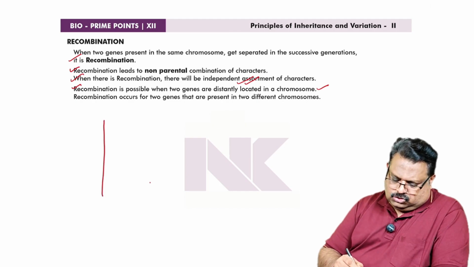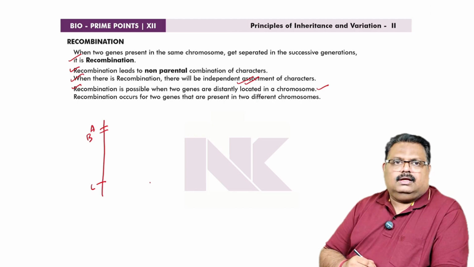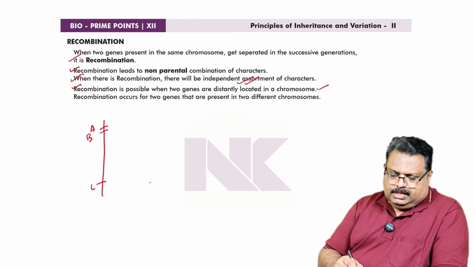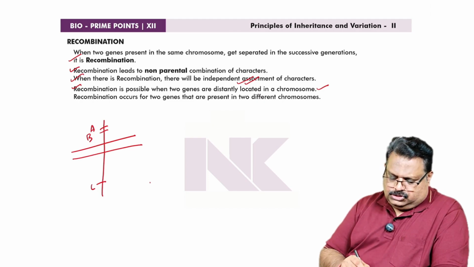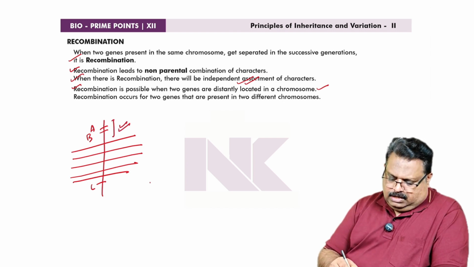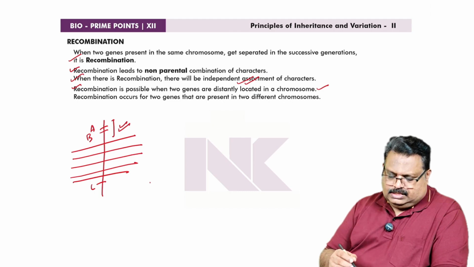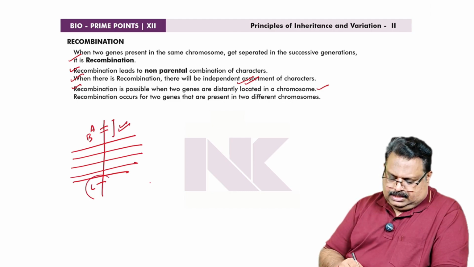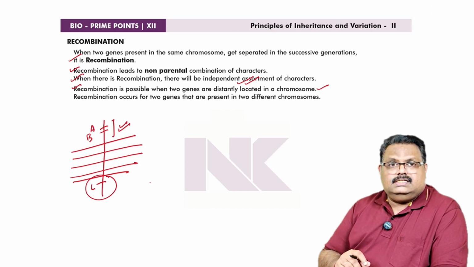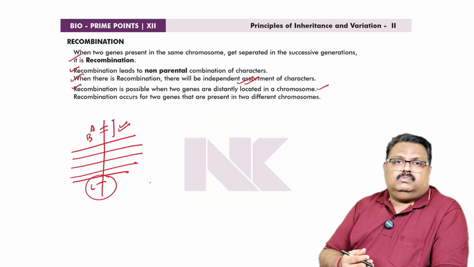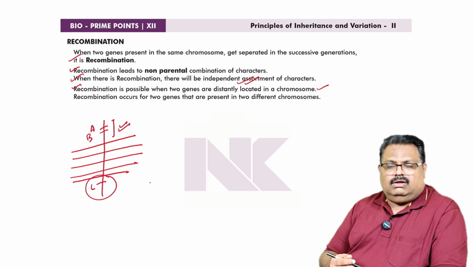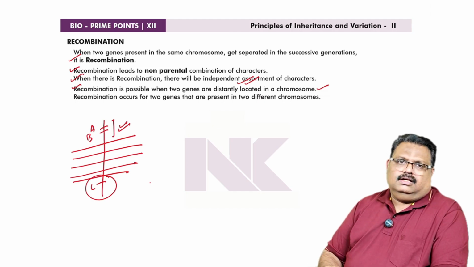So suppose there is a chromosome with genes capital A, capital B, and capital C. Since capital A and capital B are nearly located, when crossing over occurs in this position, or this position, or this position, capital A and capital B remain together. But any crossing over here will separate capital A and capital B from capital C. So when genes are nearly located, there is the highest possibility of linkage. When the genes are distantly located, there is the highest possibility of recombination.